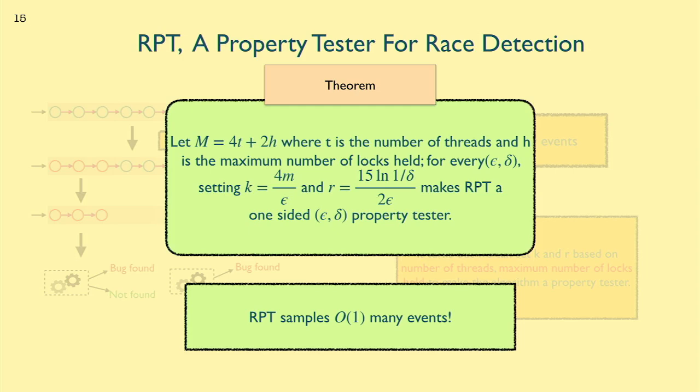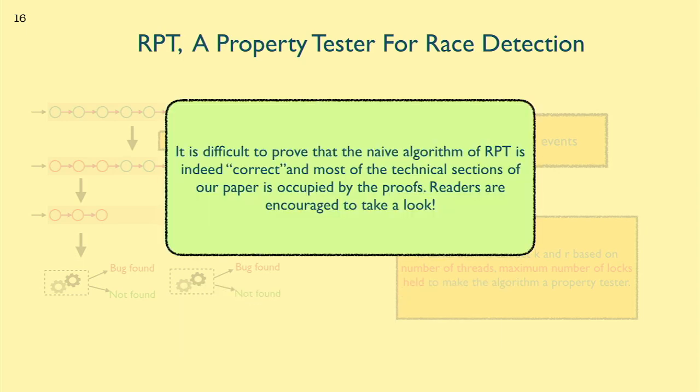And the insight of our theorem is basically that in order to, in some sense, approximately determine HB risk freedom, the number of events we need to observe depends on the parameters of the execution rather than the size of the execution. Okay? And it's actually not easy to prove the naive algorithm is indeed correct. And most of our technical sections is occupied by the proofs, and all readers are encouraged to take a look.